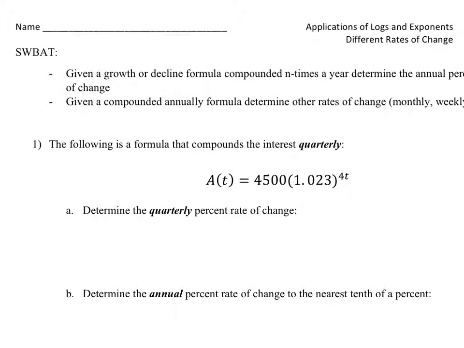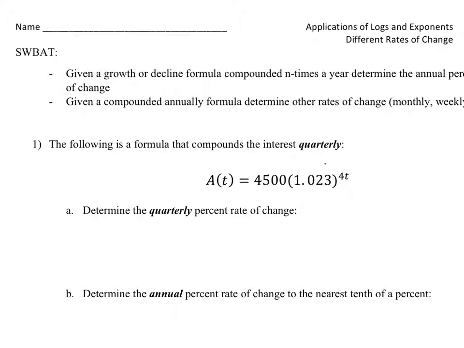All right, so this is an interesting part of this applications of logs and exponents. We're going to be determining different rates of change. So, for example, if I tell you this is the formula for compounding something quarterly, you know that the 4 is there because of the quarterly part. So what is the quarterly percent rate of change?